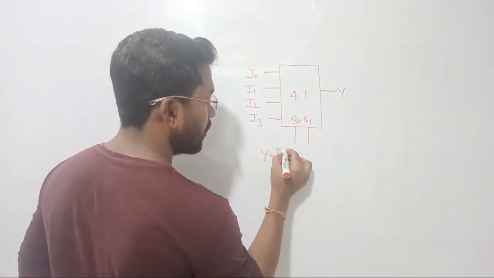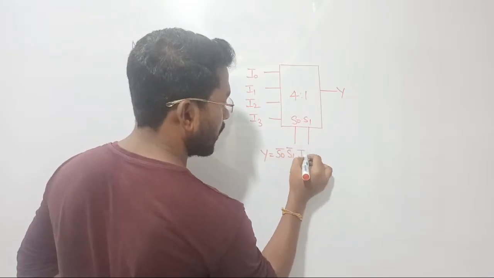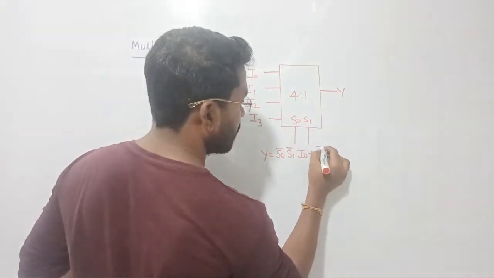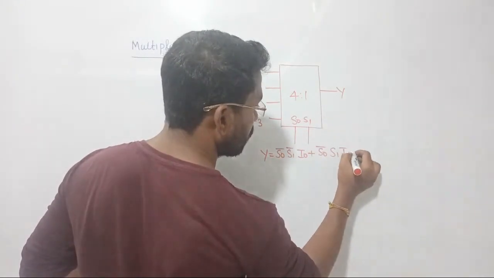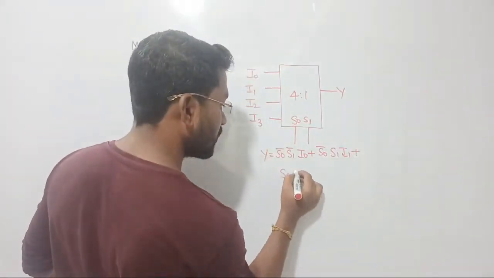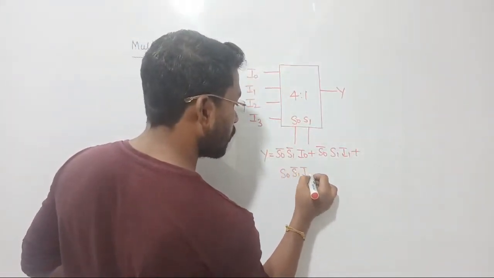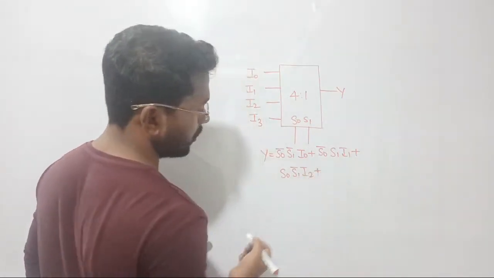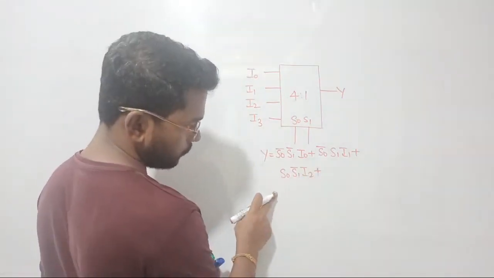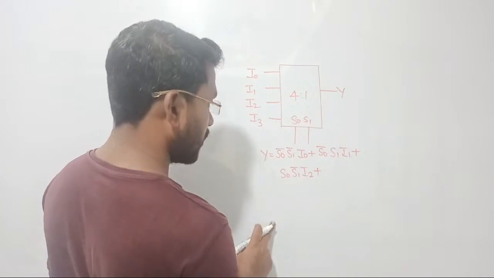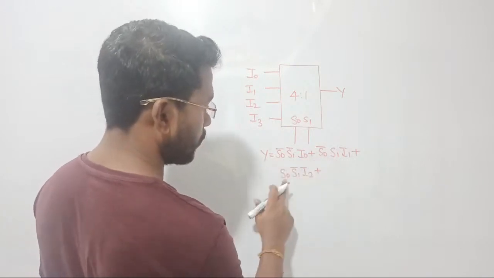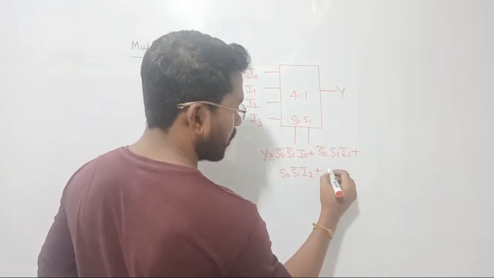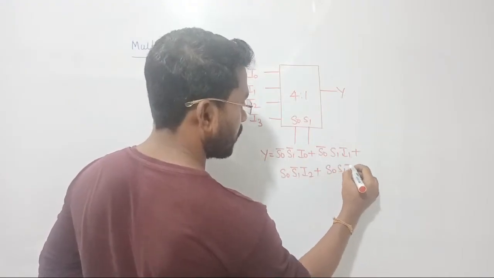First, S0 bar S1 bar into I0 will come. Second, S0 bar S1 into I1 will come. Plus third, S0 S1 bar into I2 will come. Correct? What I have done here is 0 0 0 1 1 0, correct. Next we have to consider S0 S1 into I3, correct.